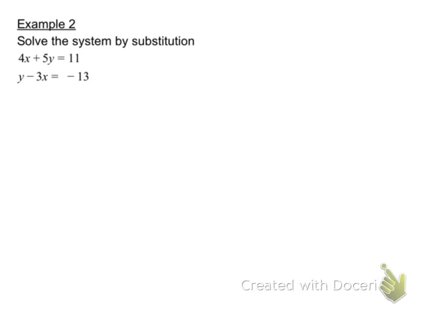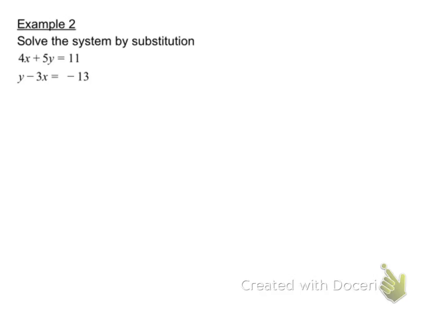This is the next problem. I want you guys to solve this one on your own. We'll come together to solve it. 4x plus 5y equals 11, and y minus 3x equals negative 13. Solve this by substitution. So, looking at these equations, which variable looks to be the easiest one to solve for, and why? Hayden? The bottom one. Y. The bottom, y, because? No, you have to add 3x to both sides. So if I just add 3x to both sides, I will have y by itself.